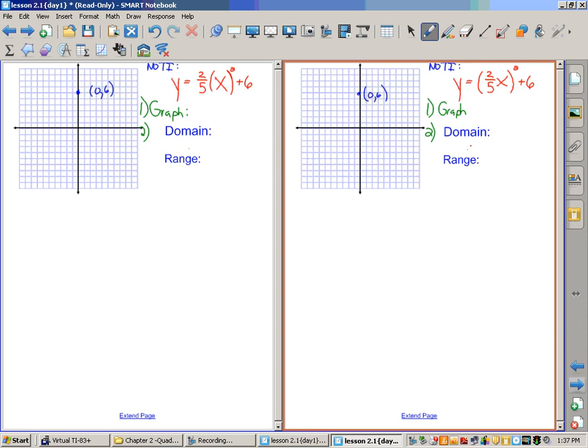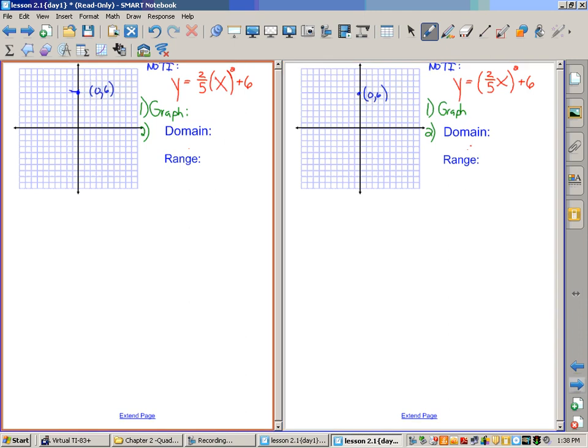I hope you all realize that all of your guys' vertexes will be at 0, 6. Both functions are translated up 6. Do both parent functions go up or both parent functions go down? Both of you have yours going up. Okay, good. It's a little wider than normal, as it's supposed to be.